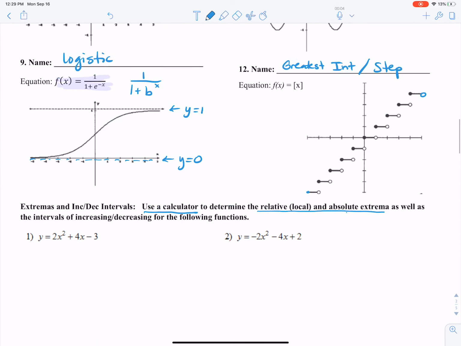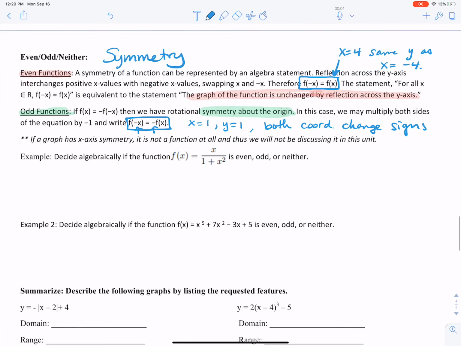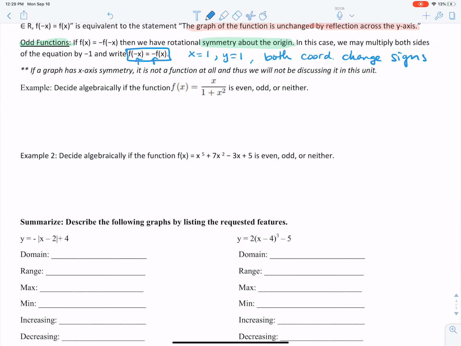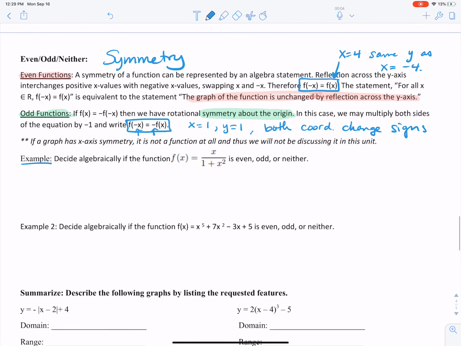All right, let's come back down here. The kinds of questions you would have to do is like this one right here. Decide algebraically if the function is even, odd, or neither. So you have to use the rules that I boxed in. For even, you look and say, does f of negative x equal f of x? That's the question. So f of x, you already know. It was given to you right here.